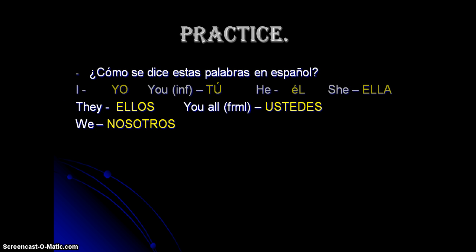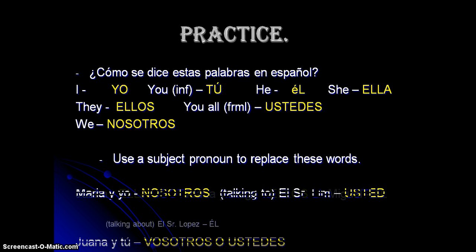So if you did pause it, and if you got your answers, this is what your answers should have looked like. So for the first part, I is yo, you informal is tú, he is él, she is ella, they are ellos, you all formal are ustedes, and we is nosotros.